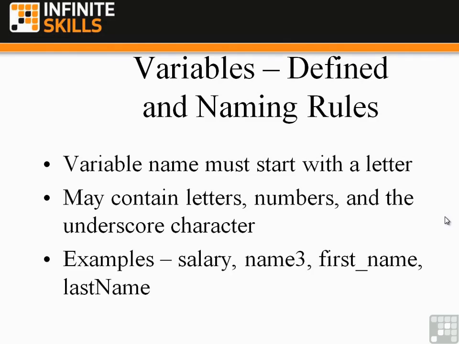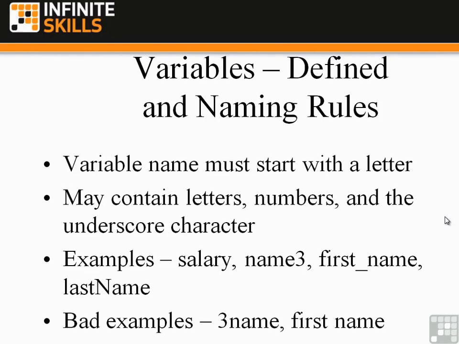Some examples of variable names are salary, name3, first_name, and lastName, where the second part of the variable name is capitalized. We use that style called camel casing instead of underscores to make it a little bit easier to type the variable name. Some examples of bad variable names are 3name, which doesn't work because it starts with a number, and first_name.